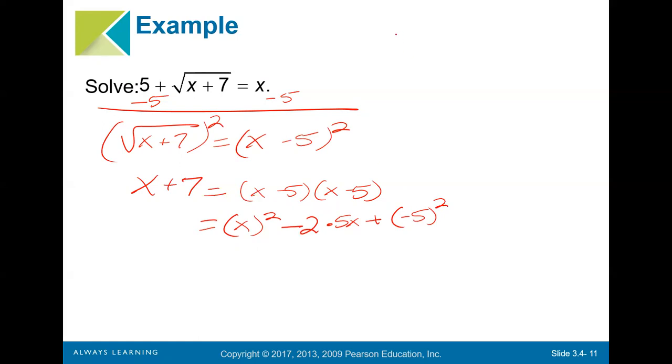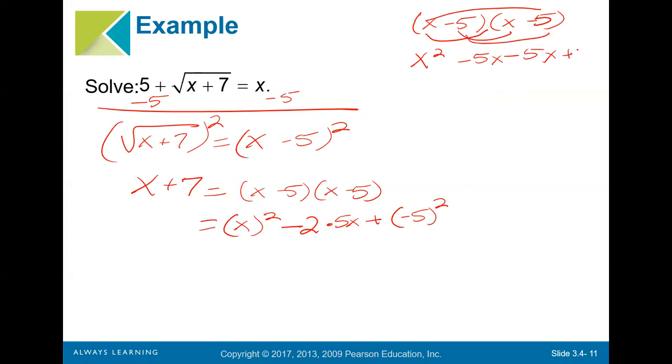If you don't like this method, then you can come over here and say, okay, I want to use the distributive law, or FOIL. I got x times x, which is x squared, x times negative 5, negative 5 times x, and negative 5 times negative 5. Combine the like terms. So now I got x squared minus 10x plus 25. And what do we got here? We have the same thing. So it's up to you which method works for you.